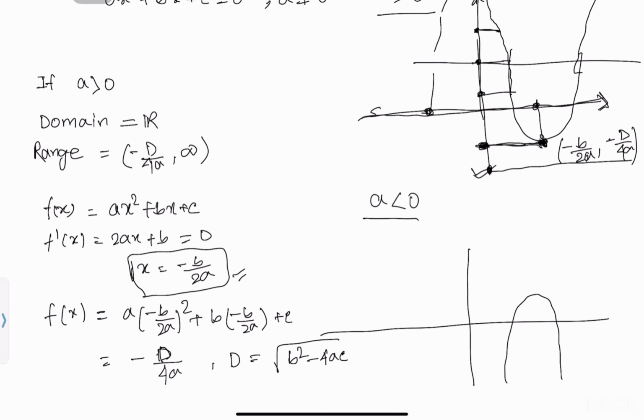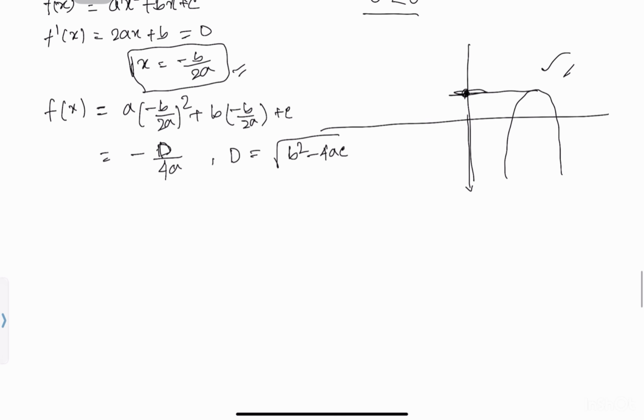Clear? I think clear. So how to find the corresponding value? Same way, try yourself to find for this case. For this case the domain is the whole real number and the range, how much? From here means also minus d by 4a, from here to minus infinity. Okay, so I think this topic is clear. Now let's do some problems based on it.